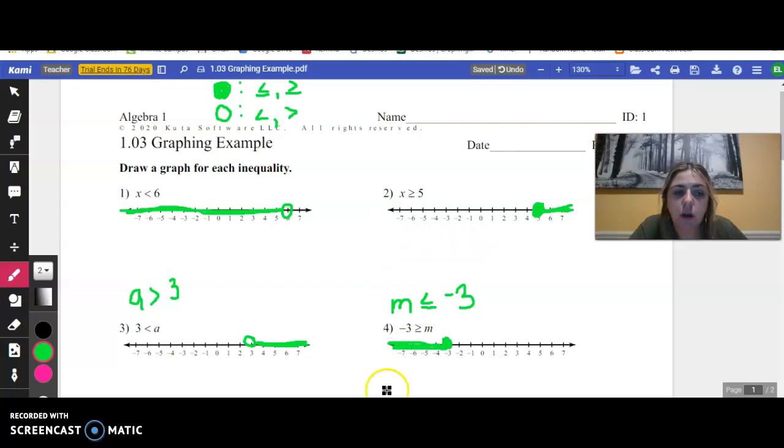Okay, so you all are going to do 10 of these problems on Kami, and I want you to draw dots and shade just like I did, okay? They don't have to be perfect, but I need to be able to see where your dot is. I need to see if it's open or closed, and I need to know what direction you're shading in. And you need to shade all the way to the end of the number line. Okay, let me know if you have questions.